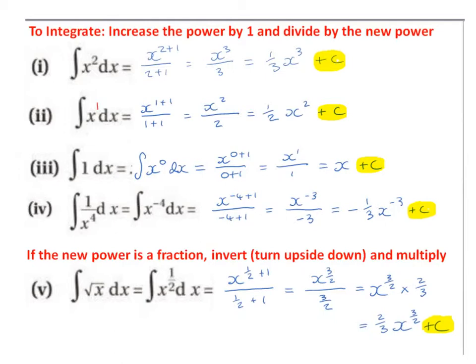And the integral of 1 over x to the power 4 dx is the same thing as getting the integral of x to the power minus 4 dx, which is equal to x to the power minus 4 plus 1 over minus 4 plus 1, which is x to the power minus 3 over minus 3, which is minus a third x to the power minus 3 plus c. So each time what we did was we increased the power by 1, so we added on 1 to each of the powers, and then we divided by the new power.